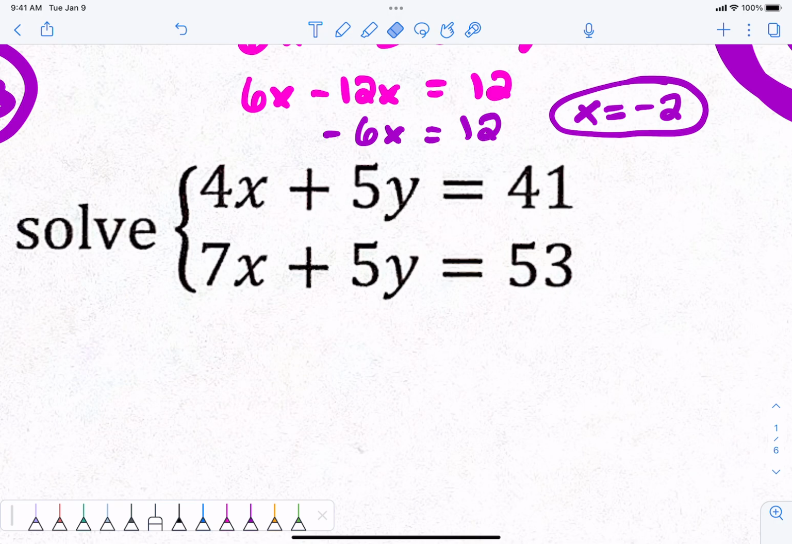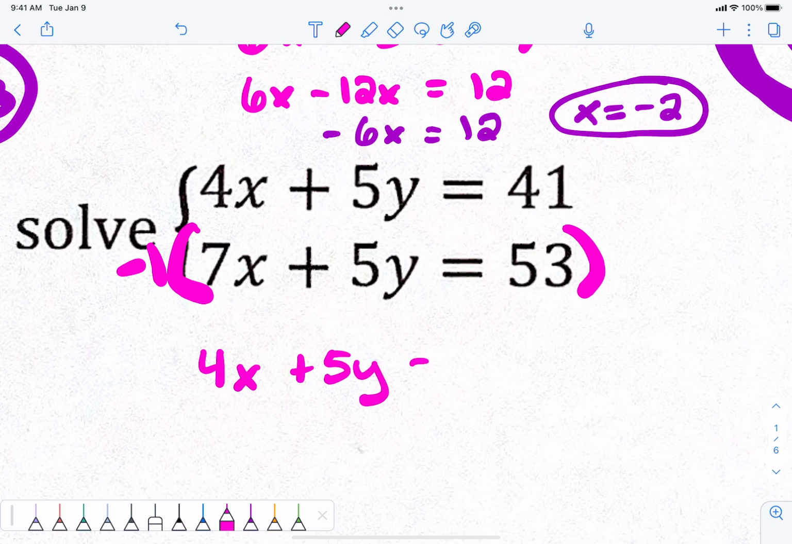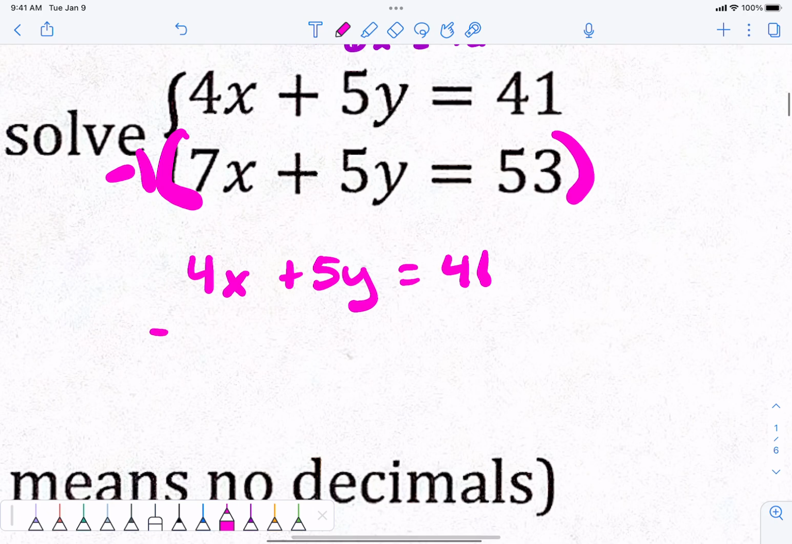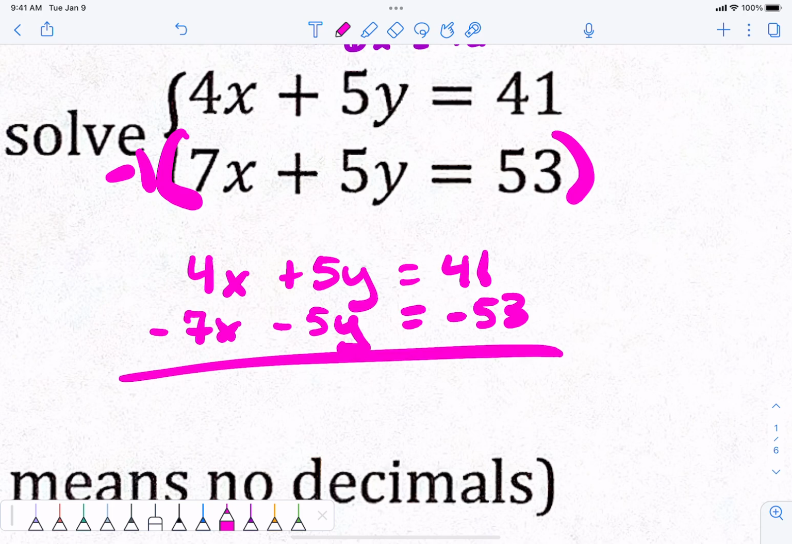It doesn't really matter, right? Multiply the bottom one by a negative 1. Okay, so negative 1. So I'm going to rewrite the top. The top is 4x plus 5y equals 41. The bottom will be negative 7x minus 5y equals negative 53. And then we're just combining. Okay. So what does 4x and negative 7x make? Negative 3x. The 5y's go away, equals 41 and negative 53. It's going to be negative 12. Is it 12? Yeah, 12.